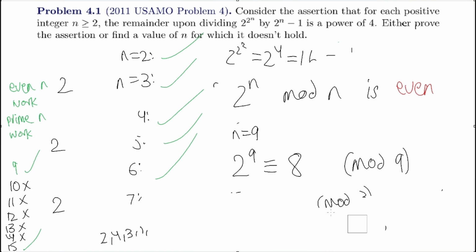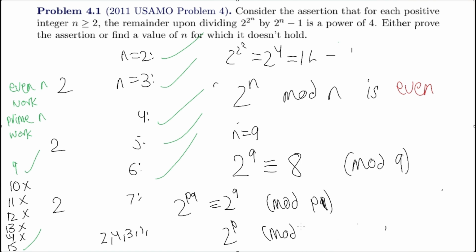So suppose we have 2 to the power of pq, and we want to evaluate it mod pq, where p and q are primes. Then it is equivalent to 2 to the q mod p, and 2 to the p mod q. And this highly suggests that when we have 2 to the pq, we're just going to get a power of 2 or some other even number, because we have these two powers of 2. So this doesn't really go well with us.